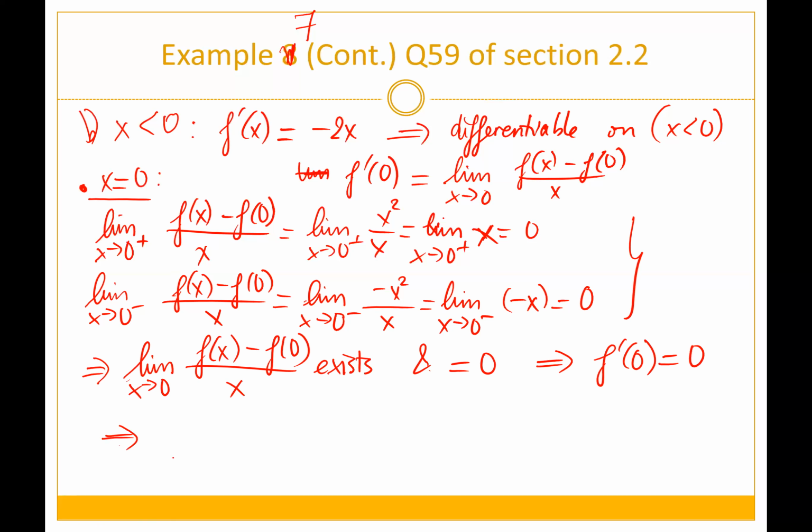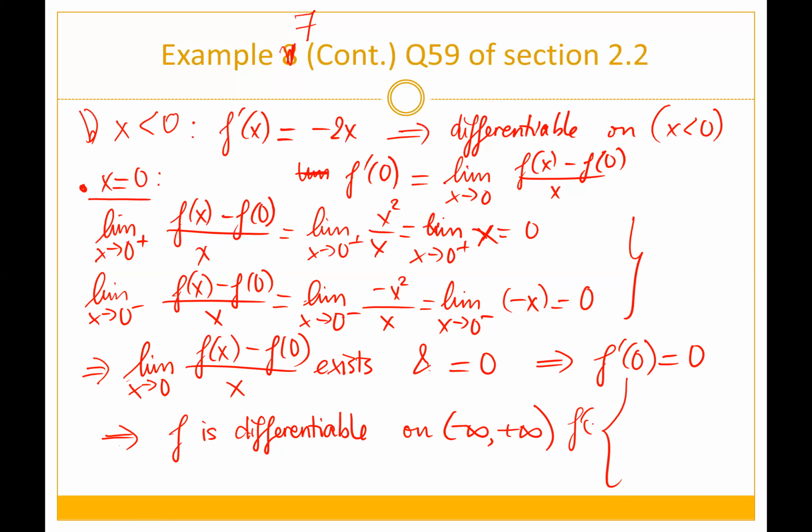So final conclusion, f is differentiable on negative infinity to infinity. Basically, it's everywhere. But the formula to find that is different. So your f prime of x is going to be 2x when x is bigger than 0, negative 2x when x is smaller than 0, and 0 at x equals 0. That's the derivative that we found.